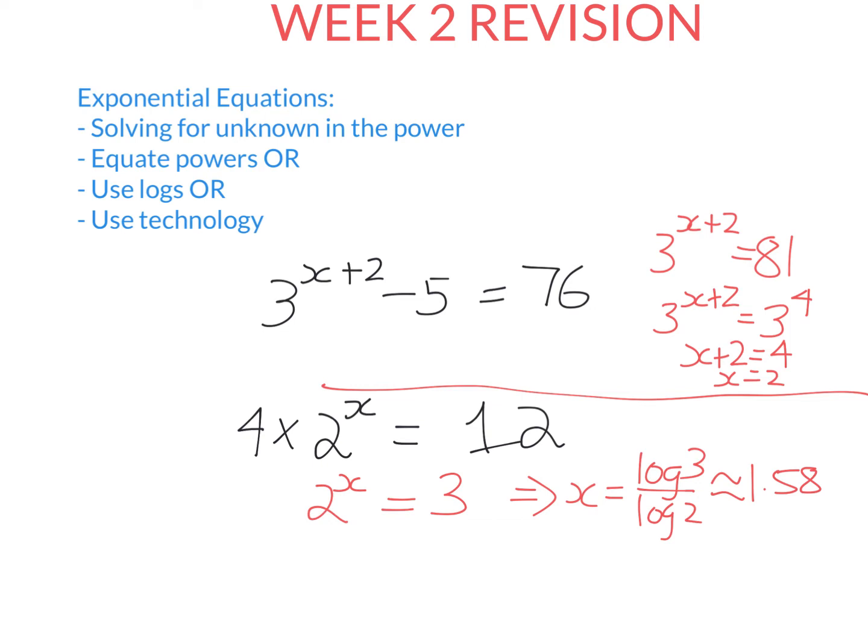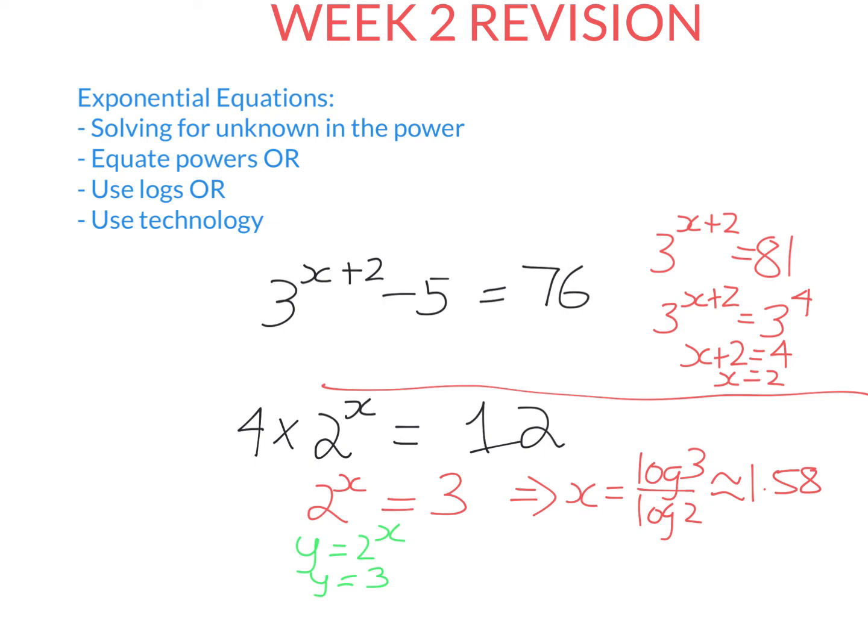So how would I do this using technology? Well, what I could do is graph y equals 2^x. I could graph y equals 3 in my graphics calculator and get my graphics calculator to calculate the point of intersection of these two graphs. The x-coordinate of that point of intersection is 1.58. So either way you want to use it is fine.